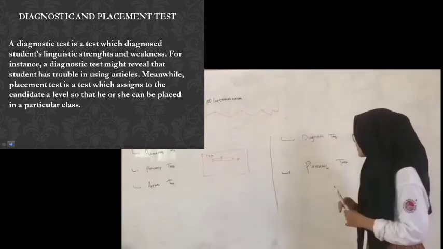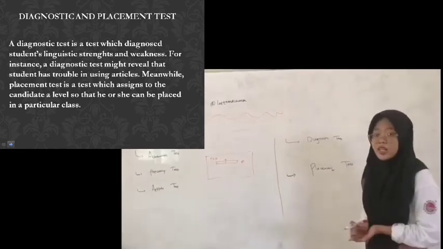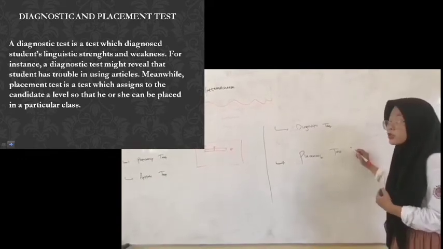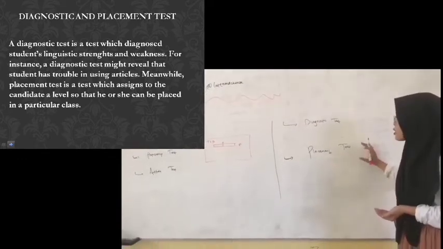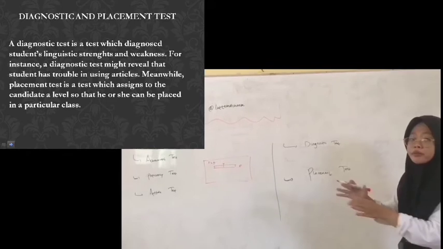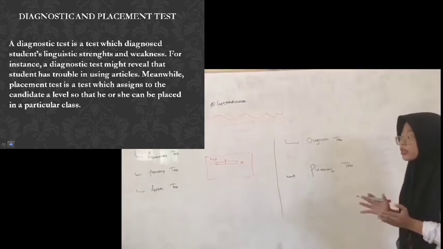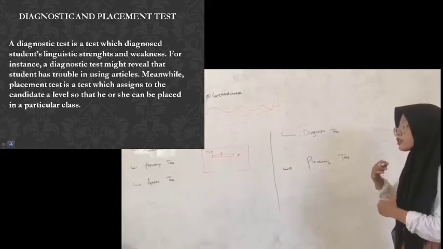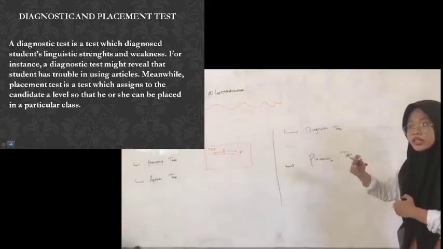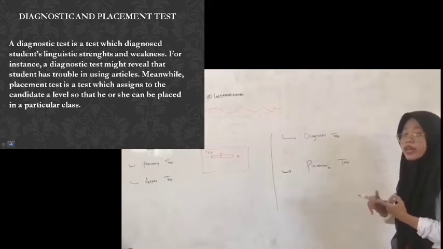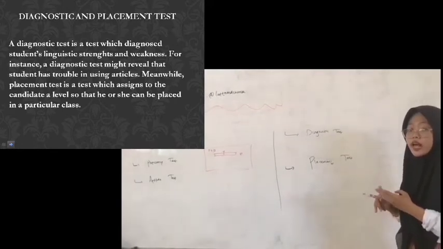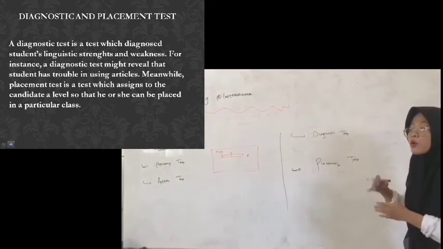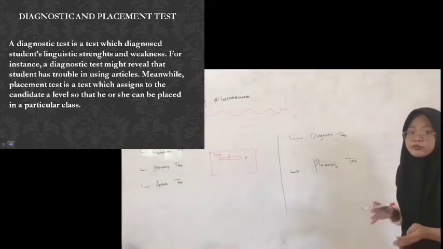The last one is the placement test. This test will place the student in a particular class. So this test classifies them into particular classes. For example, for the division of classes in senior high school, you have A, B, C until F, and this test will classify them into which class they belong to.